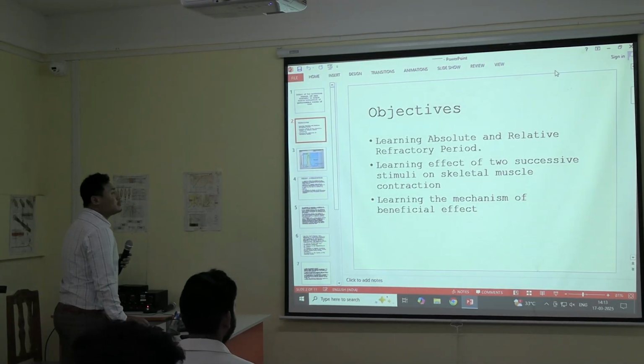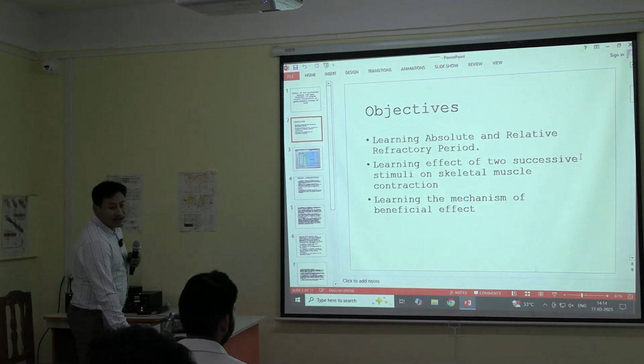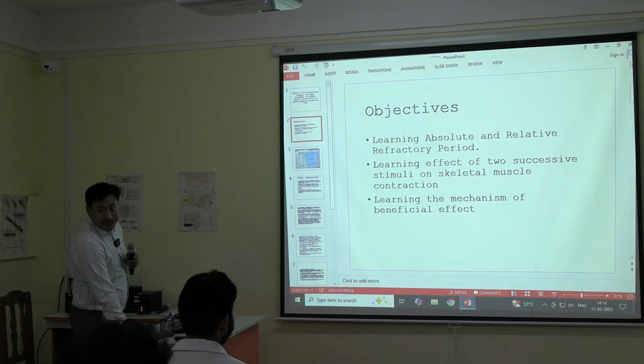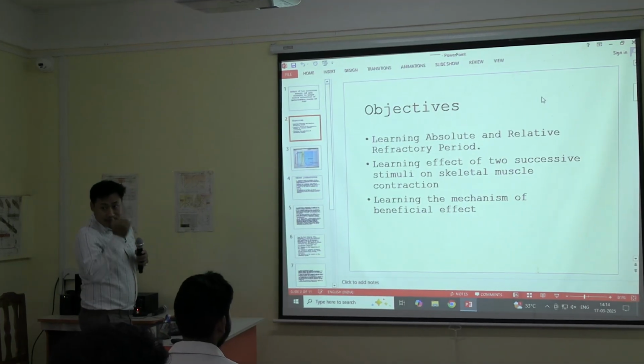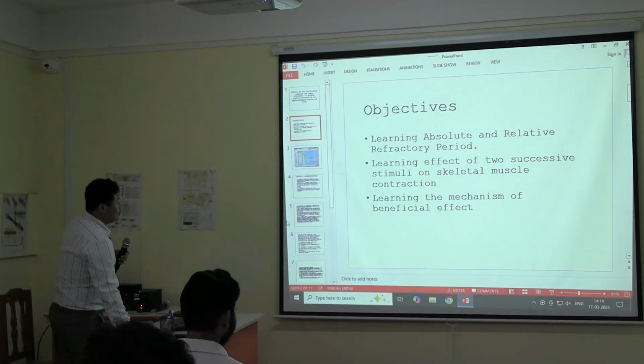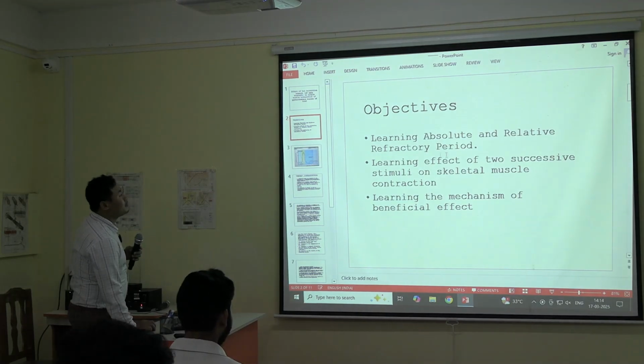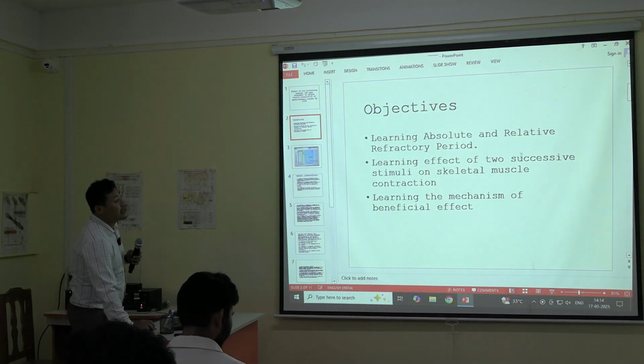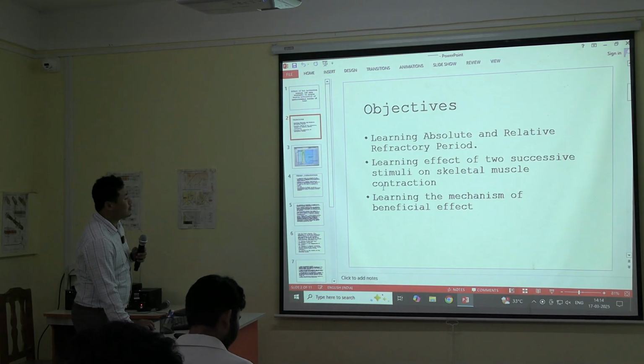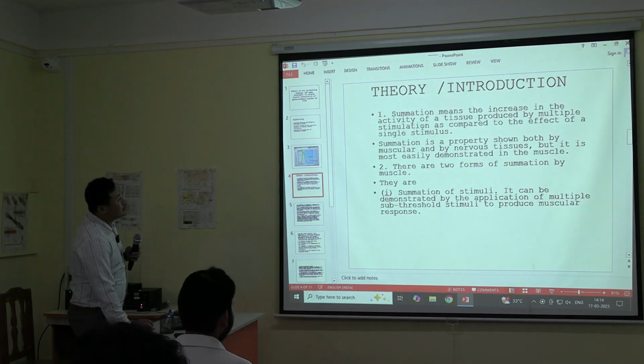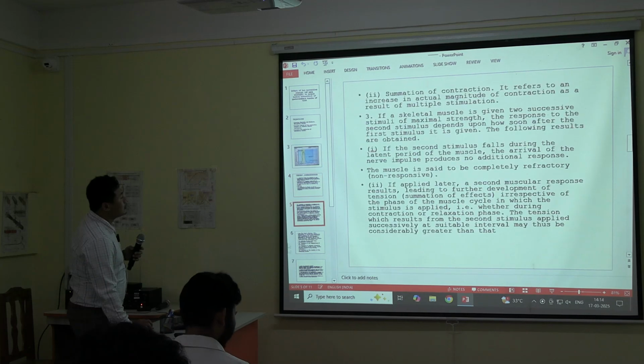We have learned about the beneficial effect and contraction remainder in the previous experiment. So our aim today is to study the effect of two successive stimuli on a skeletal muscle contraction. So this is the theory part.